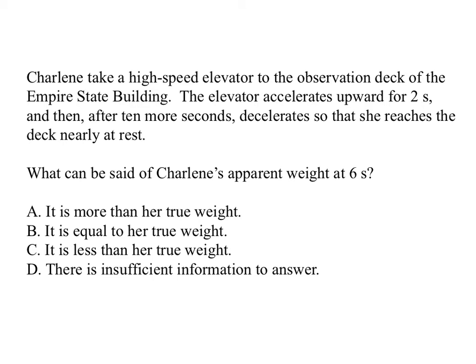Charlene takes a high-speed elevator to the observation deck of the Empire State Building. The elevator accelerates upward for 2 seconds, and then, after 10 more seconds, decelerates so that she reaches the deck nearly at rest. What can be said of her apparent weight at 6 seconds? In this case, it's equal to her true weight. How come? Because if we have acceleration at 2 and then stops, and then we go 10 more seconds before she decelerates, she must have an acceleration of 0 in between. She must be rising at constant speed between 2 seconds and 12 seconds, which means the acceleration is 0, so her apparent weight is equal to her true weight.